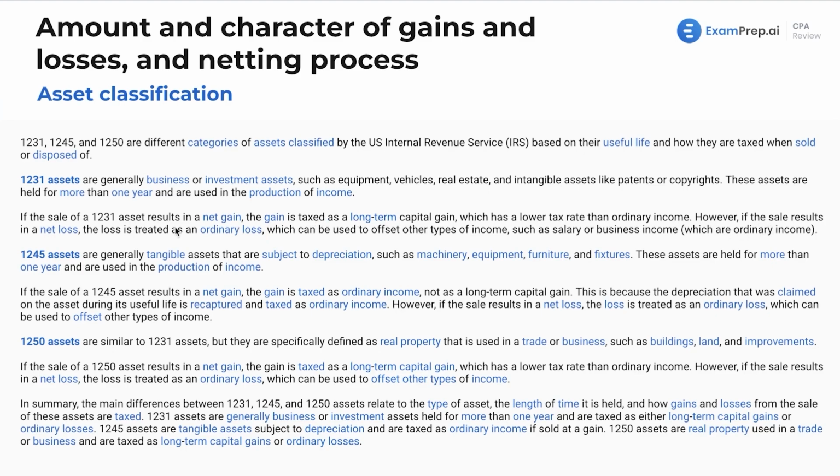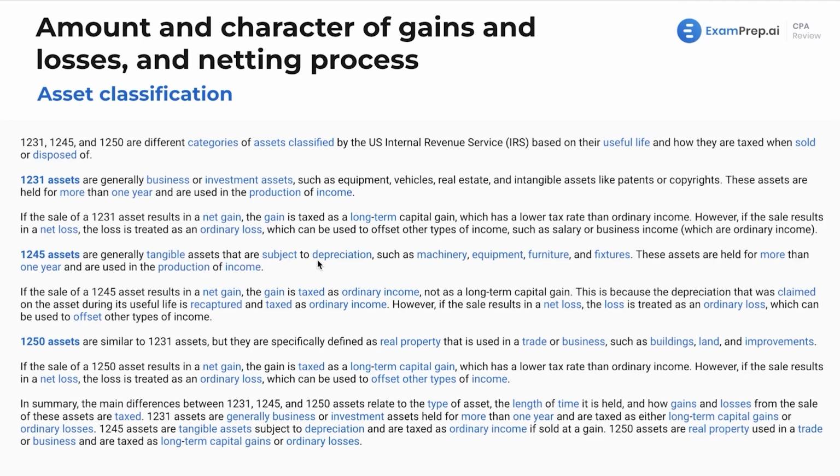However, if the sale does result in a net loss, the loss is treated as an ordinary loss, which can be used to offset other types of income, such as salary or business income, which are both ordinary income. Next up are 1245 assets. These are tangible assets. So again, we're seeing these over and over.